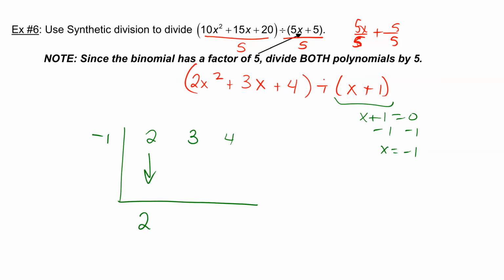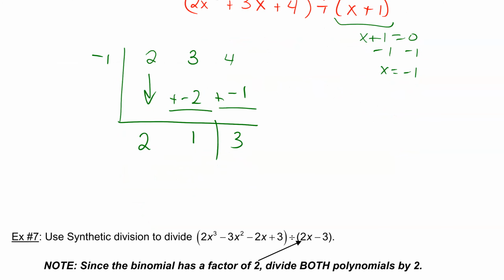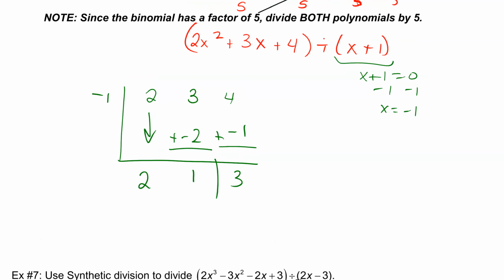All right, bring down the first number, multiply -1 and 2, -2, add these, get 1, multiply these, get -1, add them, you get 3. So we will have a remainder here. All right, so since I start with an x squared, I'll start with an x to the first, so 2x plus 1 plus 3 over x plus 1.